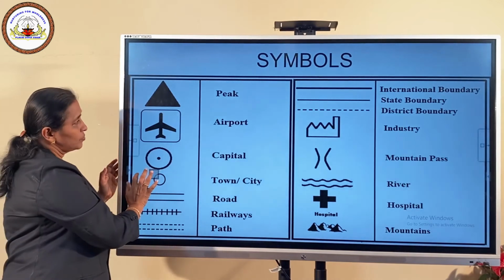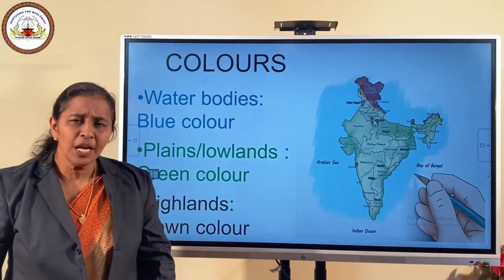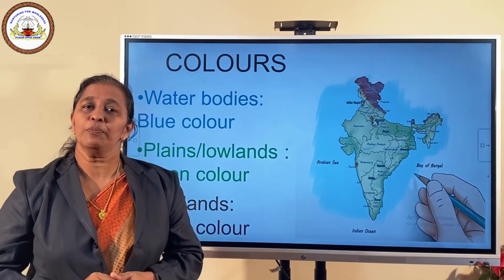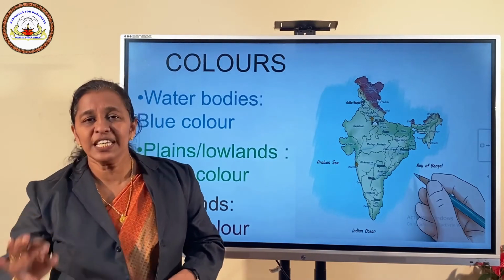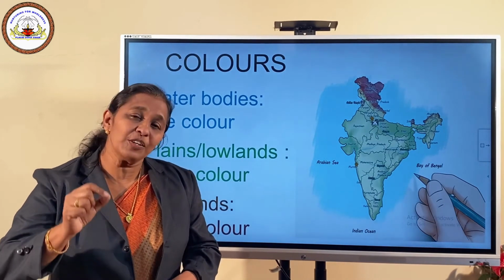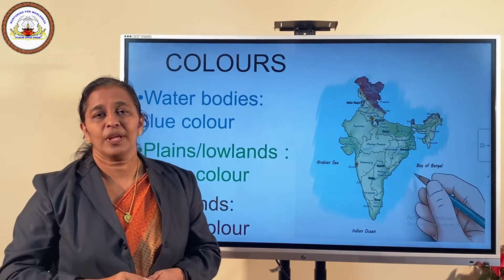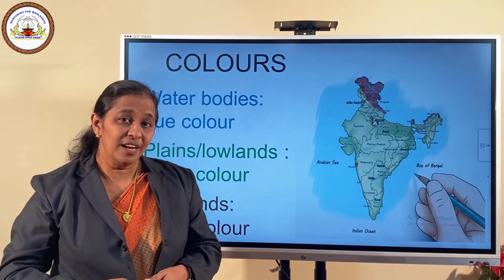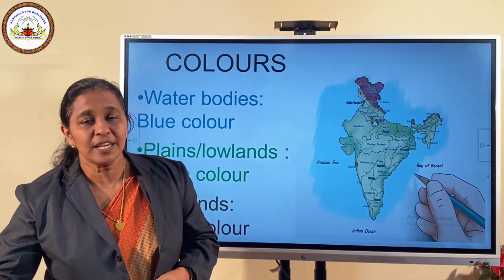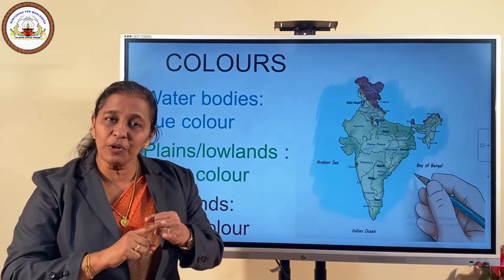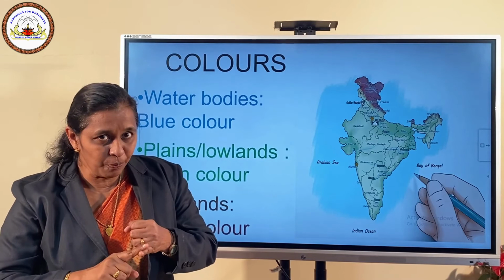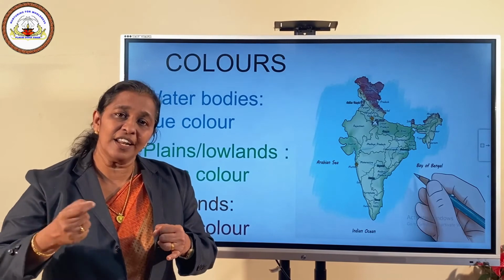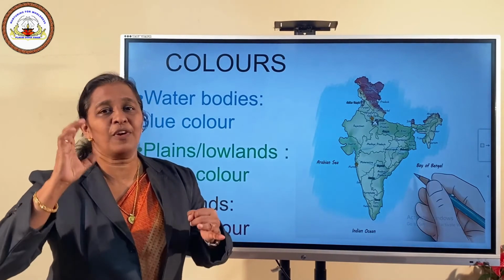Fourth one, colors. We use different colors to show different things on a map. For example, on a physical map, water bodies are shown in shades of blue. Light blue color means shallow water. Dark blue color means deep water.